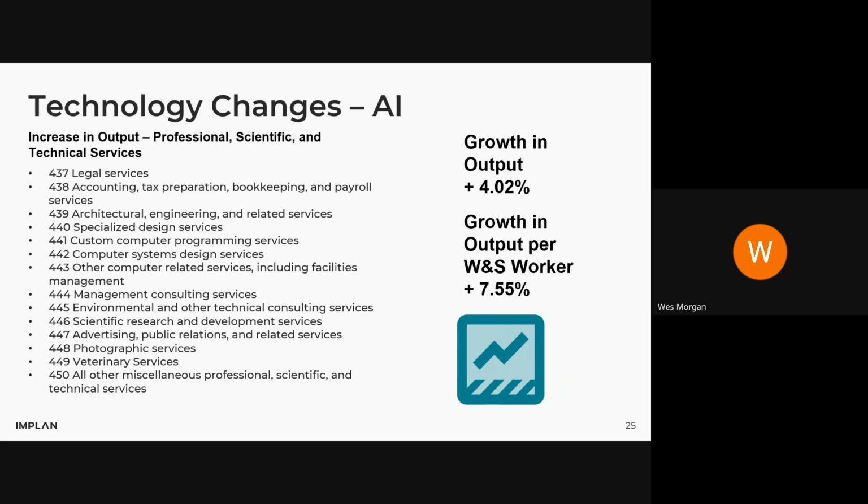The other computer-related services industry, which is number 443 here on this list, had standout growth of about 25% for output and 21% for productivity, for output per worker. So it's pretty neat to see.